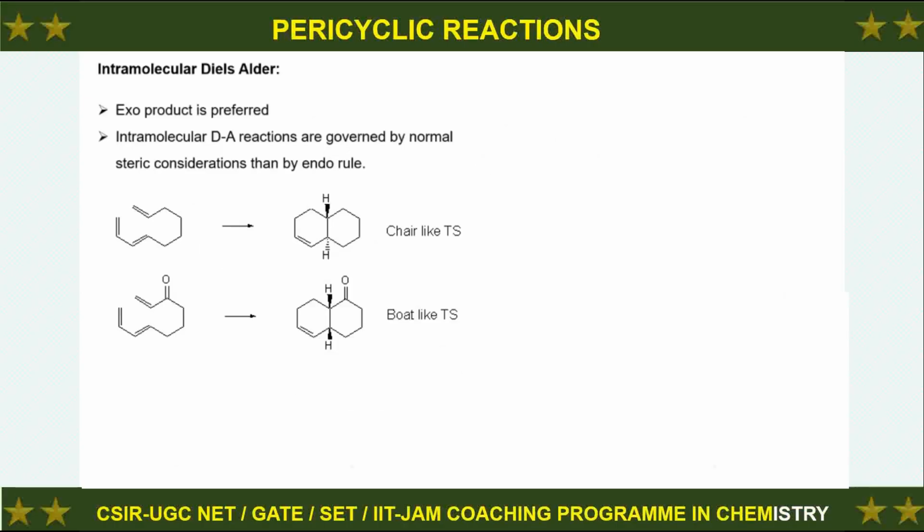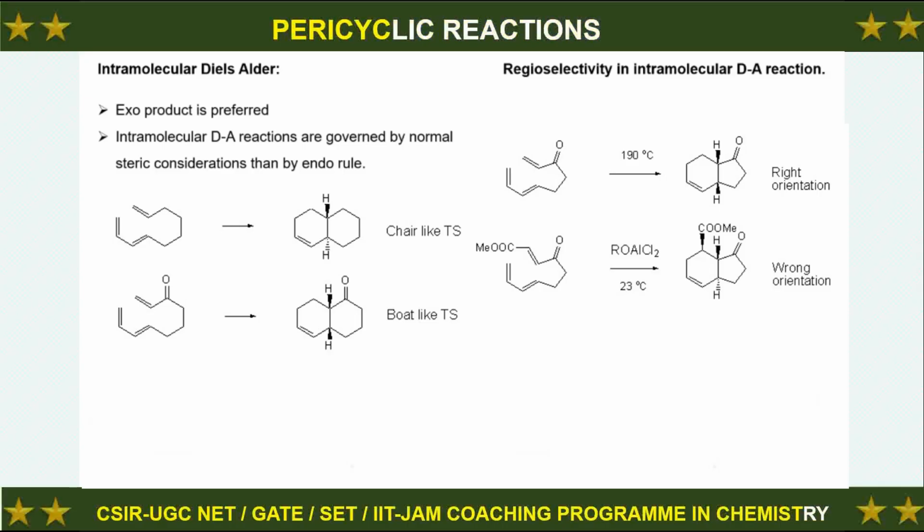Okay, intermolecular wise also it's possible. If the proper arrangement of a diene and a dienophile can come into close proximity, you are getting a 4+2 cycloaddition product in both manners, like a chair-like transition state and a boat-like transition state. So here the point is that the secondary orbital interaction is not possible because it's already connected. Every bond is connected, so normal steric considerations are the only importance rather than the endo rule.